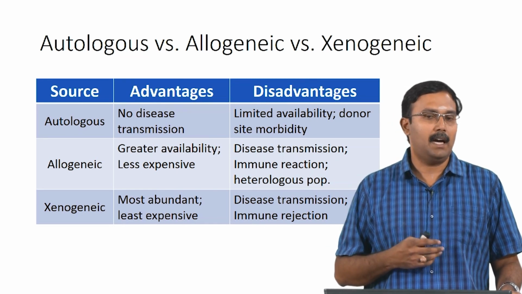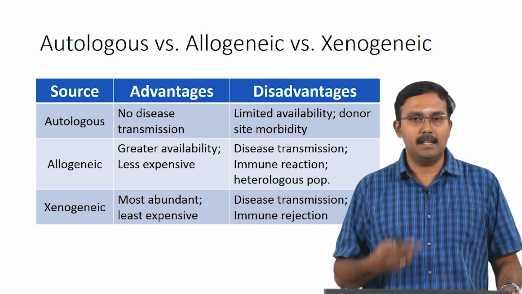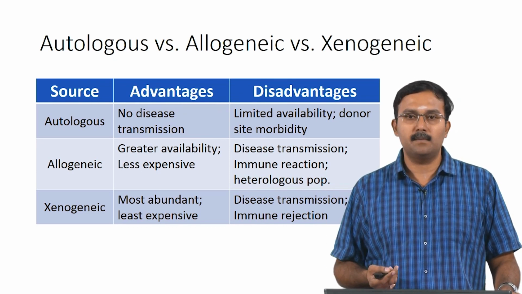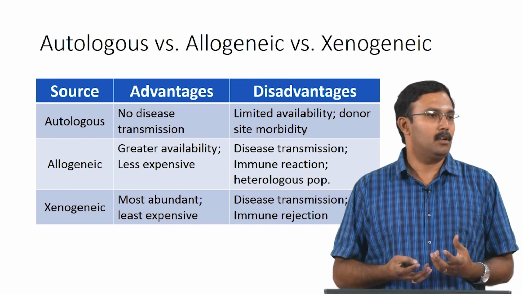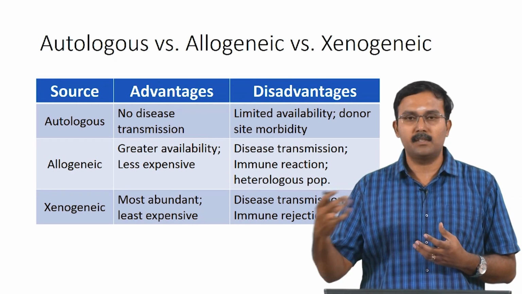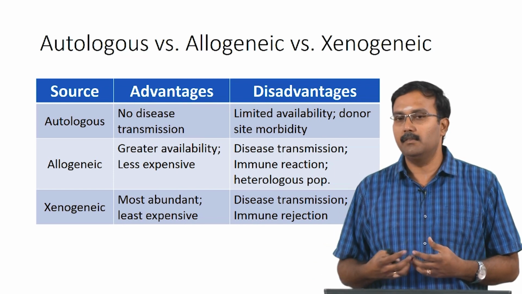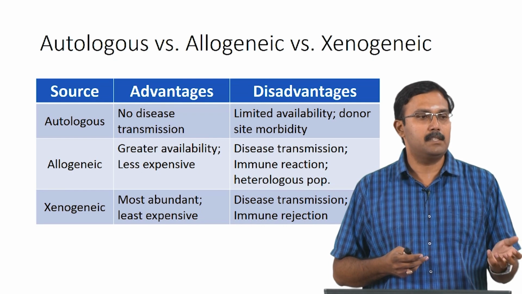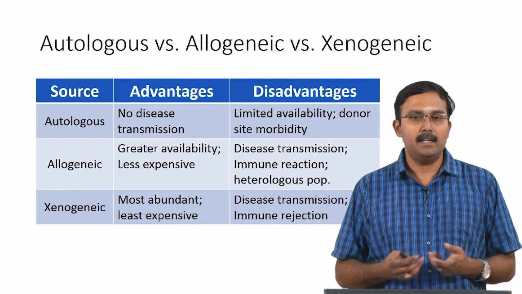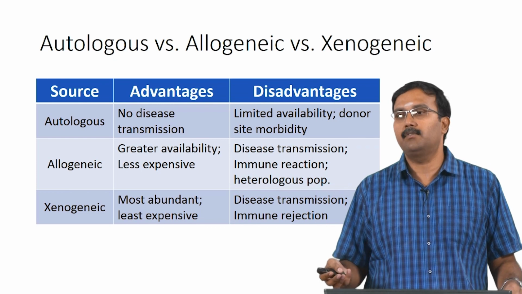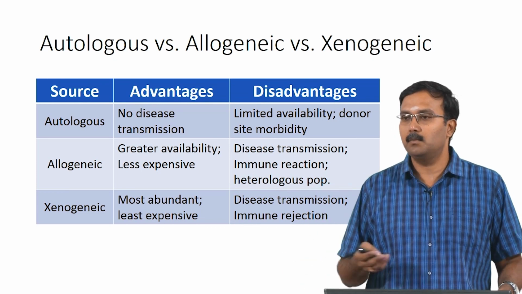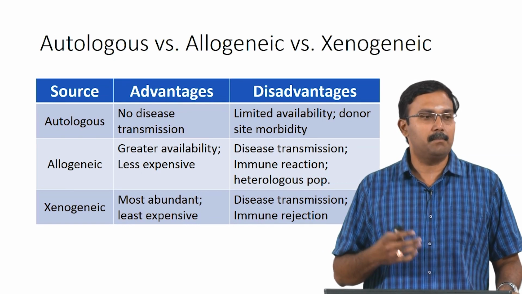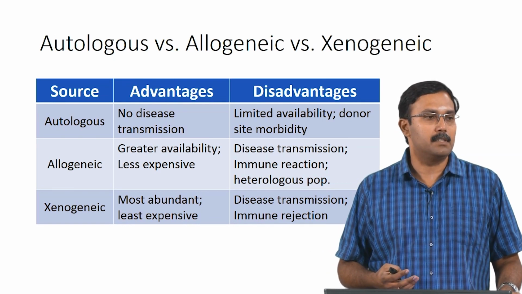Allogenic cells have greater availability and are less expensive. However, there is risk of immune rejection and disease transmission, and you would also end up with a heterologous population when you use cells from another individual. Xenogenic cells are cells from other species, which means they are the most abundant and the least expensive. You can actually get them from organisms which can be grown for harvesting these cells. But there is a much higher risk of disease transmission and immune rejection.